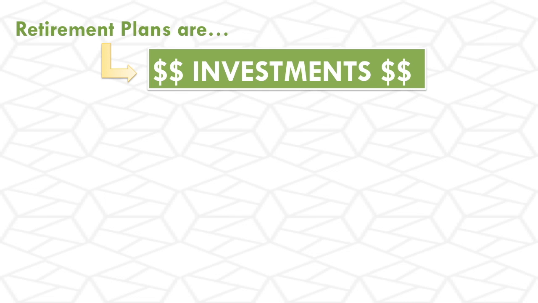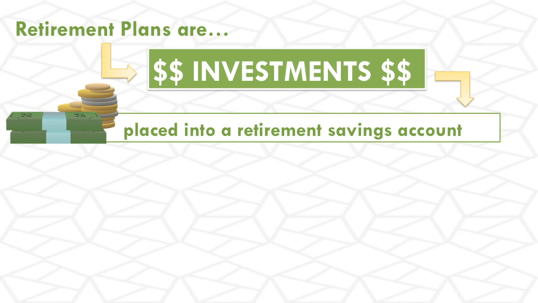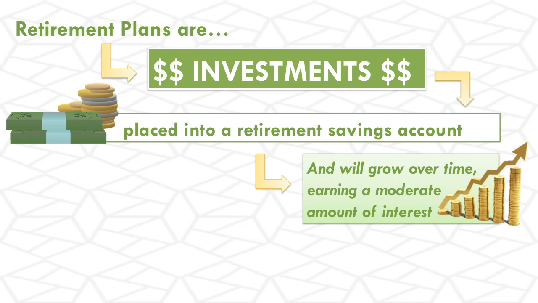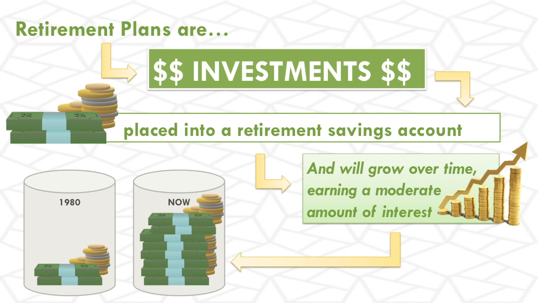So remember, as we talked about earlier, retirement plans are investments. Money is going to be placed into retirement savings accounts and will grow over time, earning a moderate amount of interest until a taxpayer retires and starts taking money from that account. Now, tax liability for a retirement account distribution is going to be based on what amount has already been taxed. So, if the tax was already paid on a contribution before it was placed into an account, tax won't have to be paid again on that particular amount.